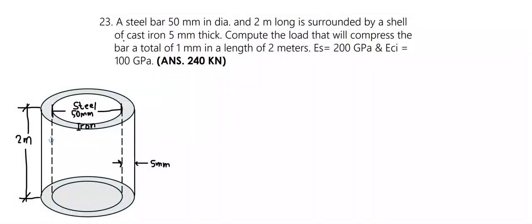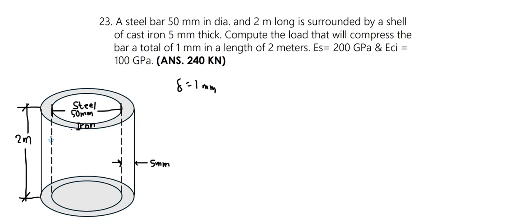In this problem, we are given a steel bar that is 50 millimeters in diameter and 2 meters long, surrounded by a shell of cast iron that is 5 millimeters thick. We are tasked to compute the load that will compress the bar a total of 1 millimeter in a length of 2 meters, given the modulus of elasticity for steel of 200 gigapascals and for cast iron equal to 100 gigapascals.